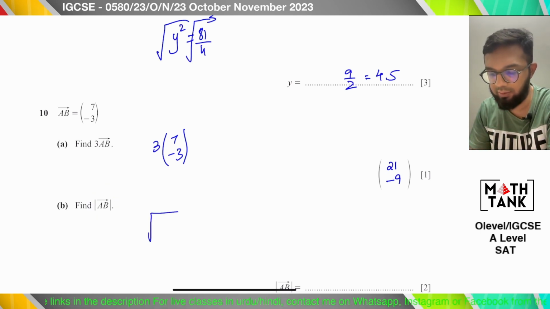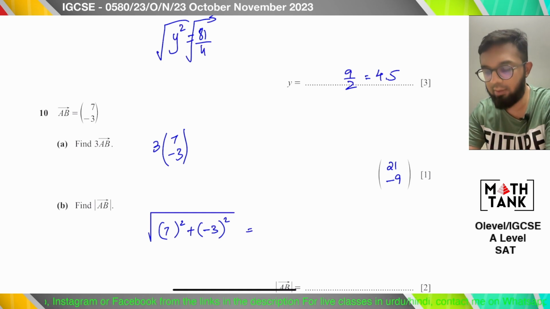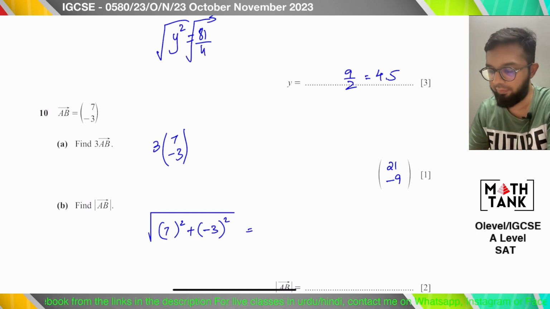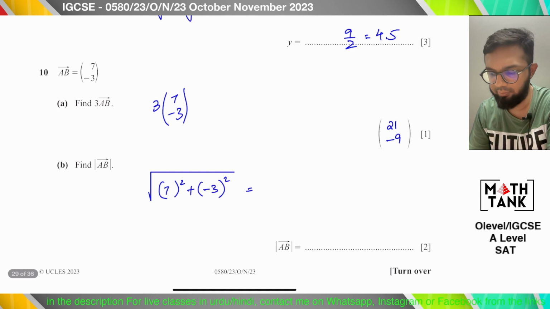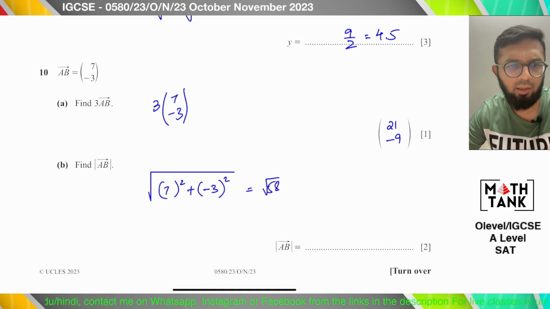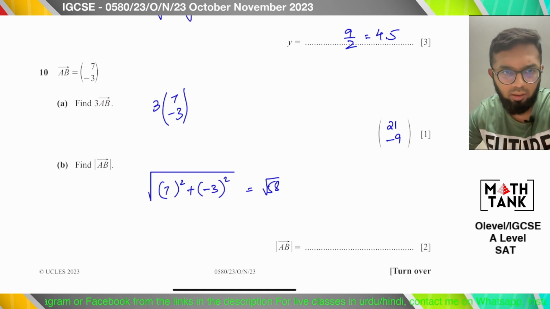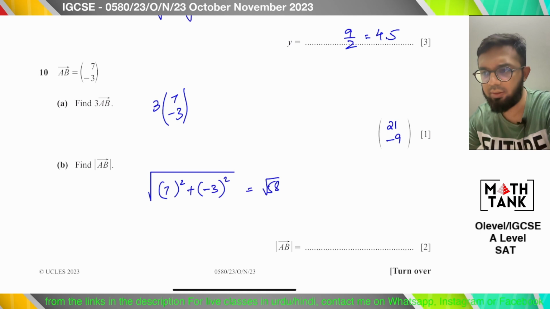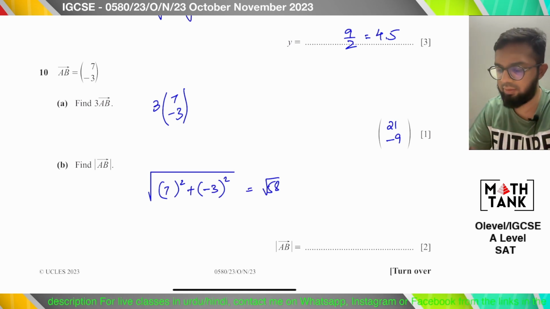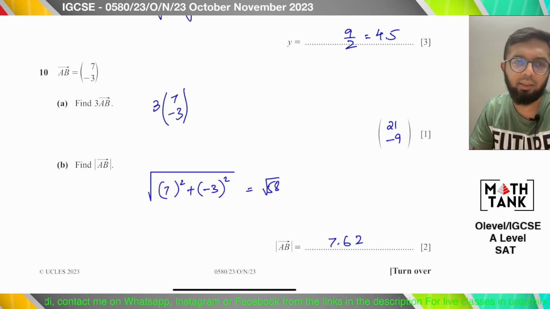The magnitude of AB is just the x squared plus the y squared. So 7 squared plus minus 3 squared. 49 plus 9, root of 58. I think that should be a completely fine answer if I just write root of 58. Let's check. It says I need to give a decimal number, so 7.62 answers have to be correct too. Three significant figures.